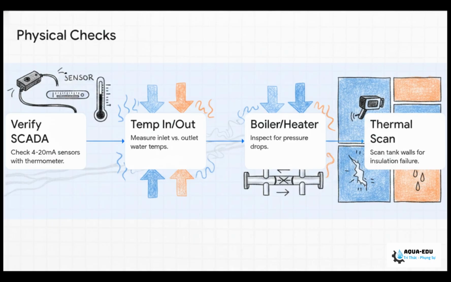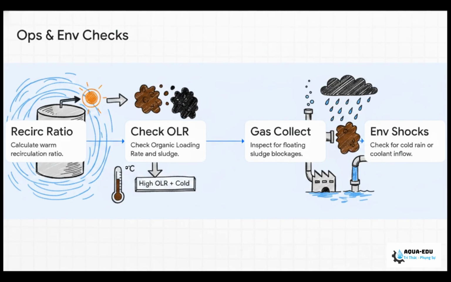Okay, the next 4 checks look at operations and the environment. Step 5, calculate your warm recirculation ratio from the equalization tank. Basically, is it enough to actually warm the inlet? Step 6, check your actual organic loading rate and check your sludge color. High OLRs in cold conditions are lethal, and weak sludge is going to look dark brown and break apart really easily.